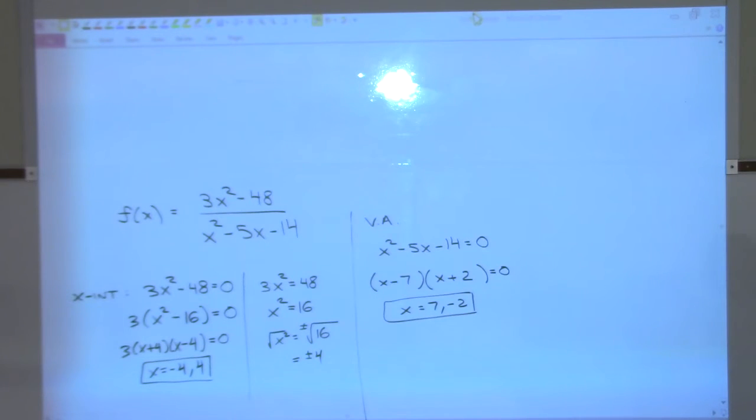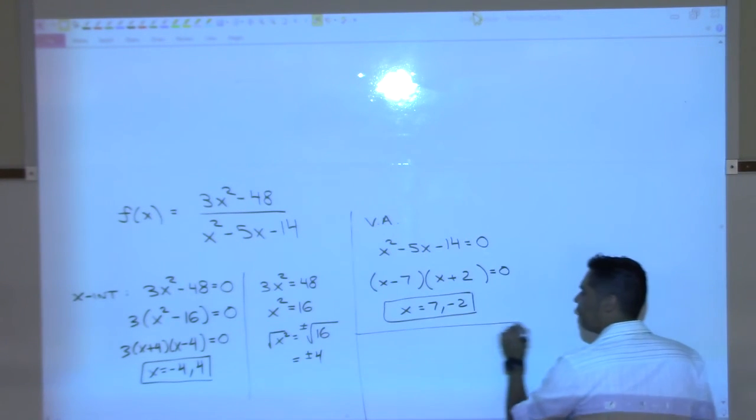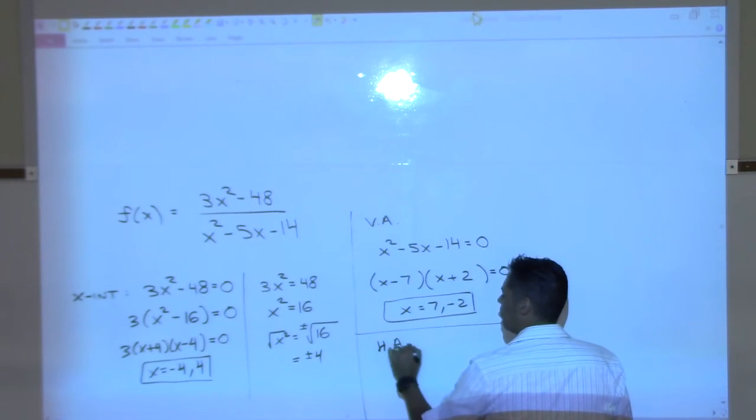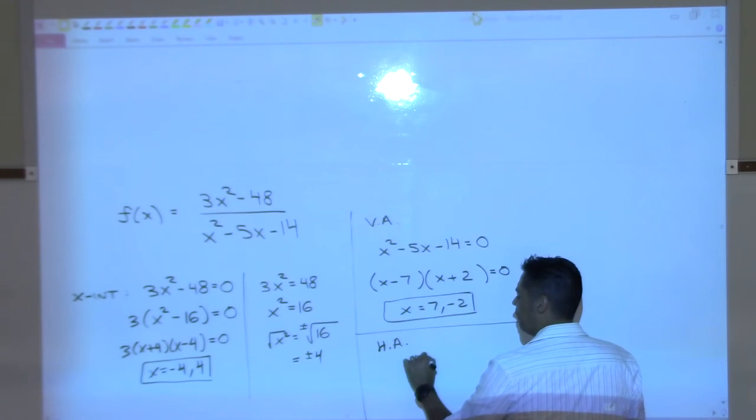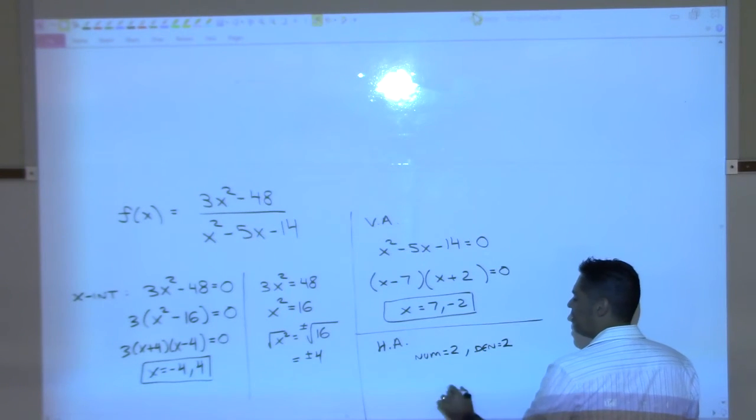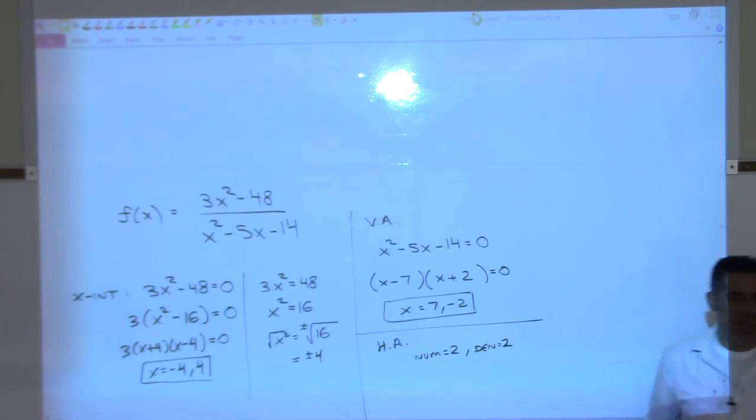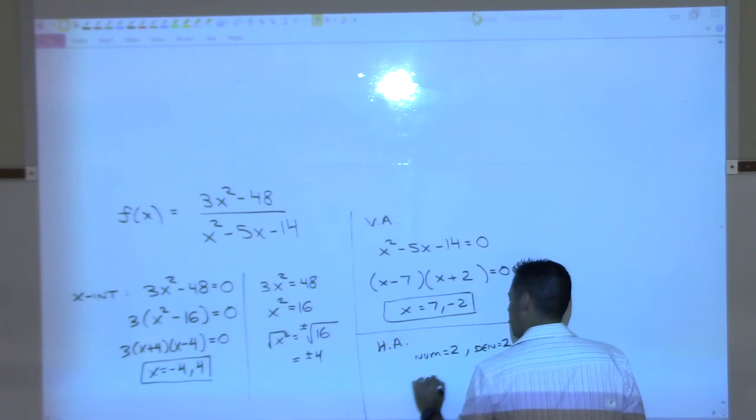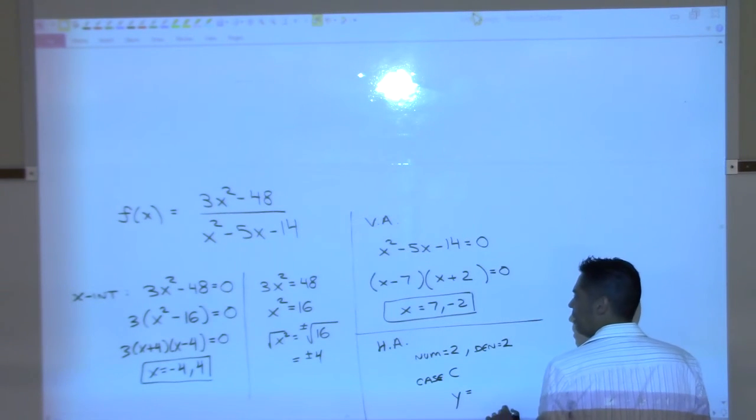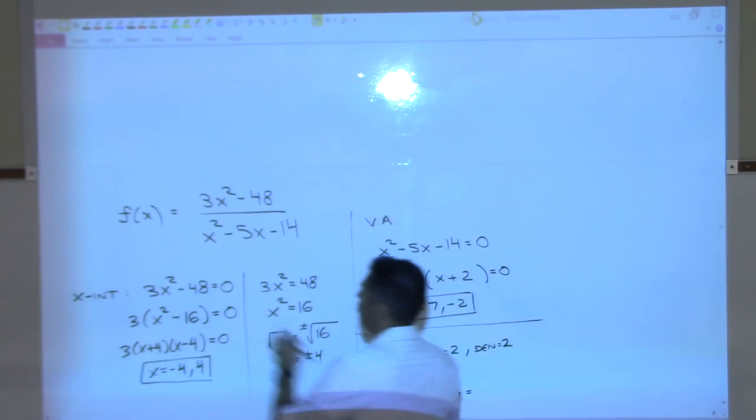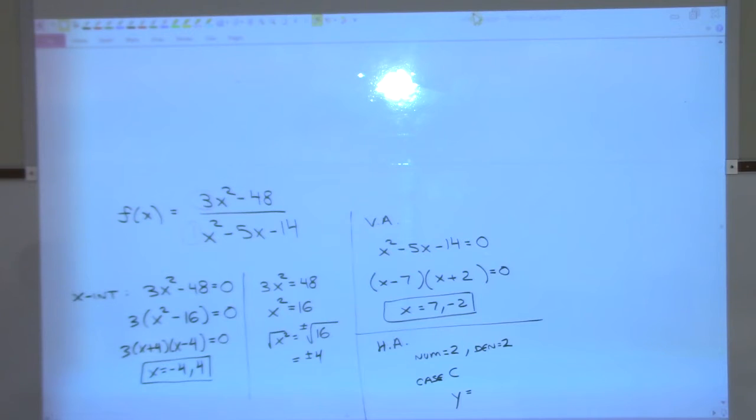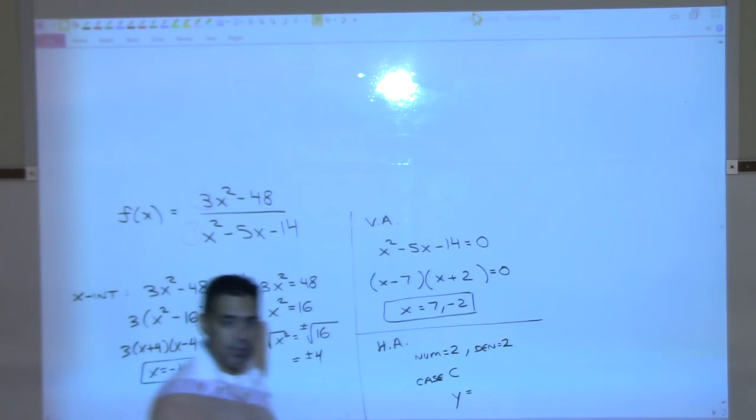All right, next step, the horizontal asymptotes. So what's the degree of the numerator? Degree of the denominator? And they're the same, right? They're equal, and that was case what? Case C. And in case C, you get y equals what? The leading coefficient of the top one divided by the leading coefficient of the bottom one. So 3 over 1, which is 3.